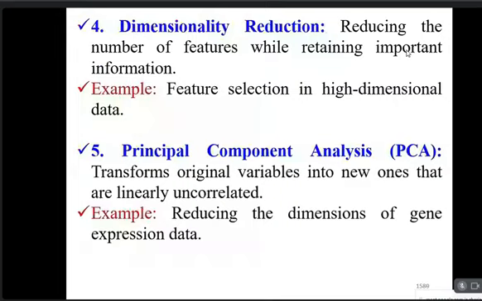Dimensionality reduction means we are eliminating the noisy, inconsistent, dirty data from a given dataset by using principal component analysis, linear discriminant analysis, and k-nearest neighbor algorithms, reducing the number of features while retaining important information. An example is feature selection in high dimensional data.